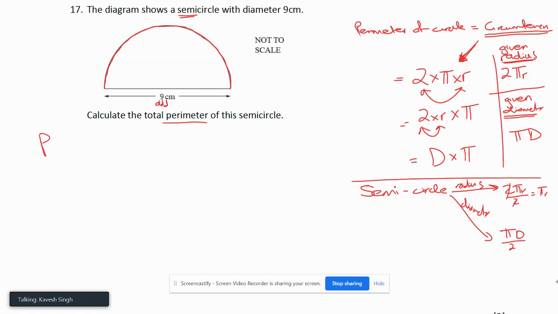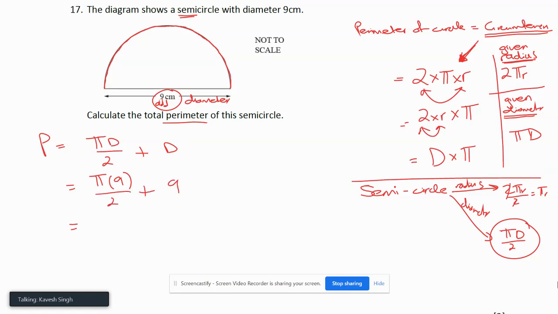So I'm going to call perimeter P, and we can see that this is a diameter. I can divide this by 2 and use the radius formula if I want, or I can just go straight to the formula and plug it in there. Pi times d divided by 2 plus this 9 centimeter, which is another diameter. So I'm going to go pi times 9 divided by 2 plus 9. And this will end up as 9 pi plus 18 over 2.